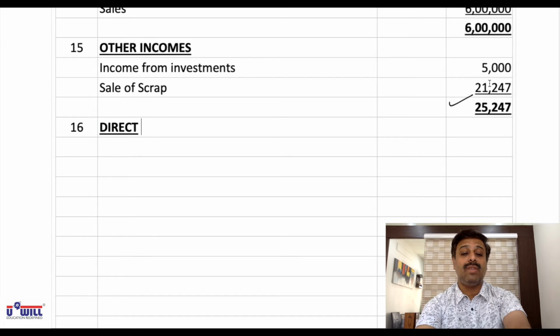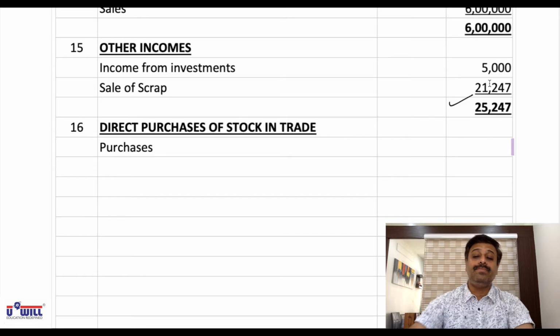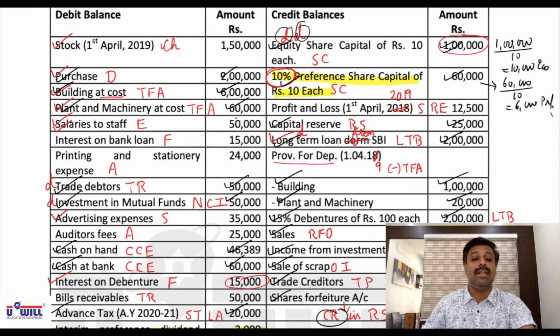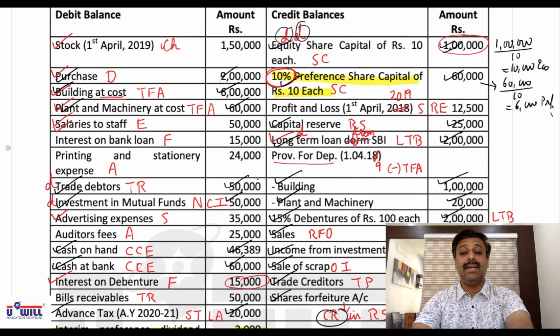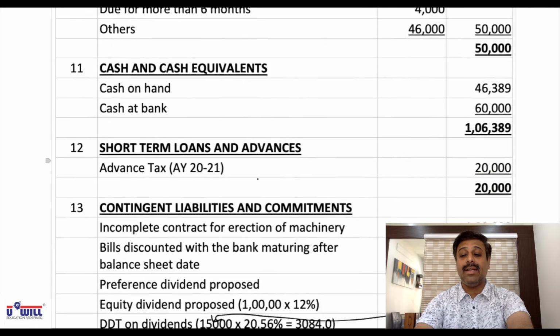After other incomes, we will have consumption of raw materials. We don't have that, so we'll have direct purchases of stock in trade. Purchases are given directly. Okay, purchases are 2 lakh and there is a hidden adjustment in that. There is a tick, means there is a hidden adjustment. So purchases 2 lakhs, you'll write in the inner column.